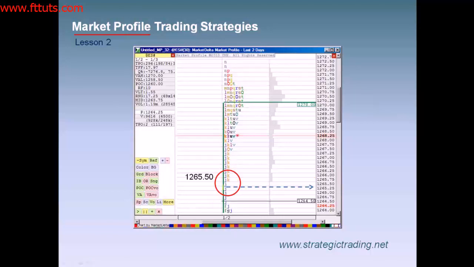Now, take a look with me again here. At this point, we just have one print at this point in time, and the price that it printed at was 1265.50. This time, it only had a single TPO. Now, on the chart, we have lots of TPOs. Each TPO, or time price opportunity, is represented by a single letter.